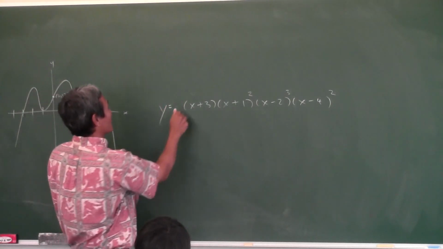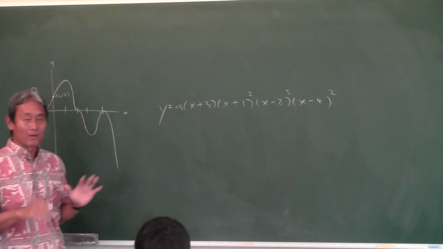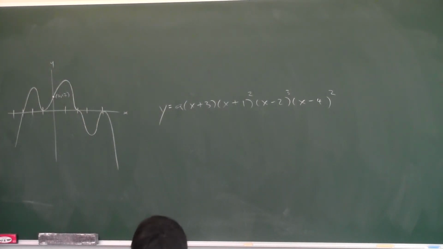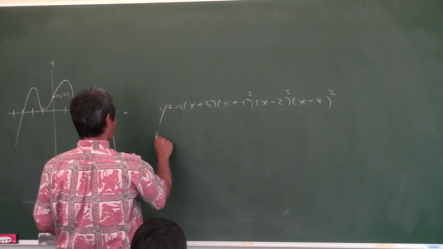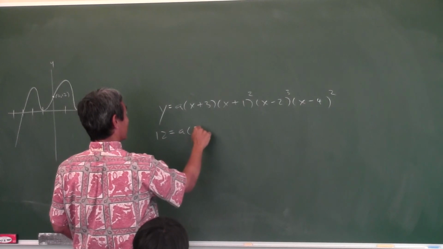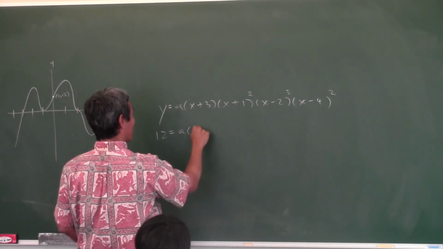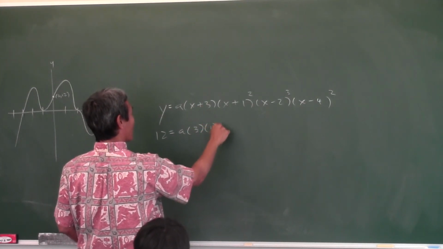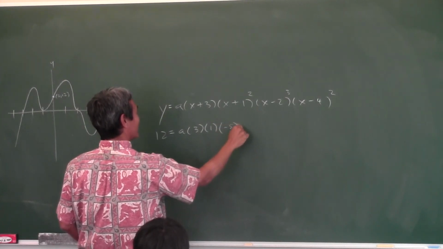That's why you should just put A here. You don't know what that number is. How do I figure out what that number is? You plug in a point that you know. That's why he gave you that point right there, (0, 12). So plug in 0 for x and 12 for y. Go. 12 equals A times plug in 0. 4. What? Oh, 3. 0 plus... oh my god. 3 times 3 times 1 times -8 times 16.